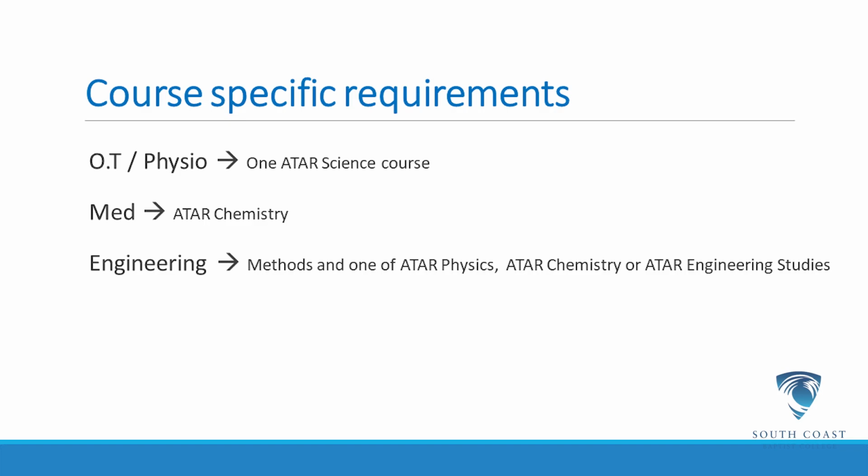Some example course requirements: occupational therapy and physiotherapy usually require you to take one science course. This means that even if you've achieved the overall scores that are required to get into physiotherapy, if you haven't done one of those prerequisites, you may not be able to get directly into the course. Medicine at many universities require ATAR chemistry to be achieved, and engineering has quite a few prerequisites as well. Now, a prerequisite means you need to take the course and you need to pass it. But again, it doesn't have to be one of the top 4, just needs to achieve a pass to meet that prerequisite.